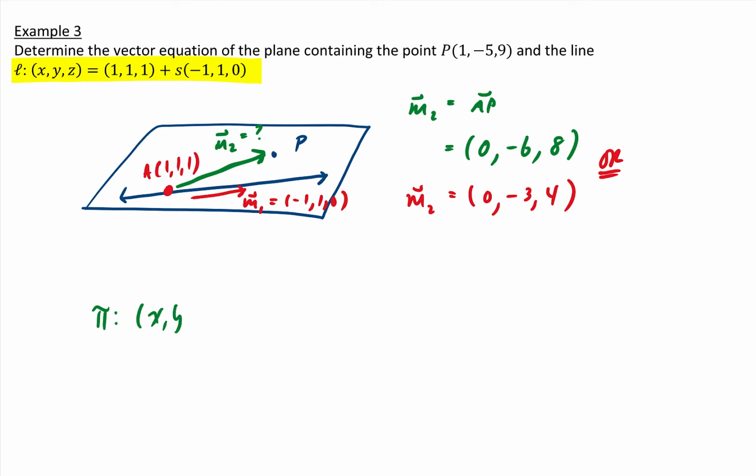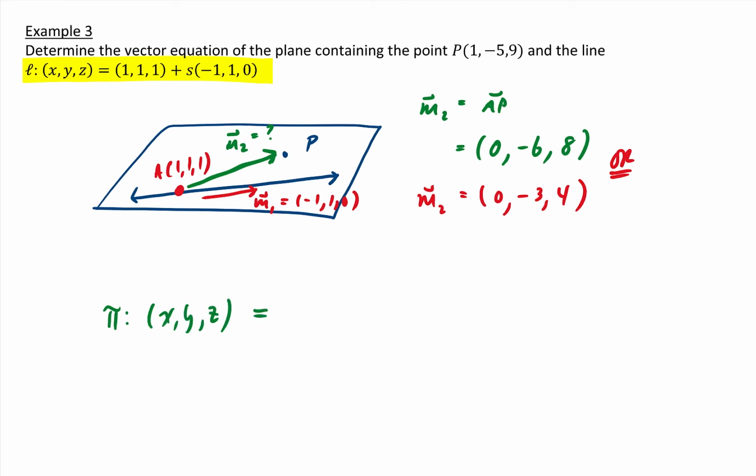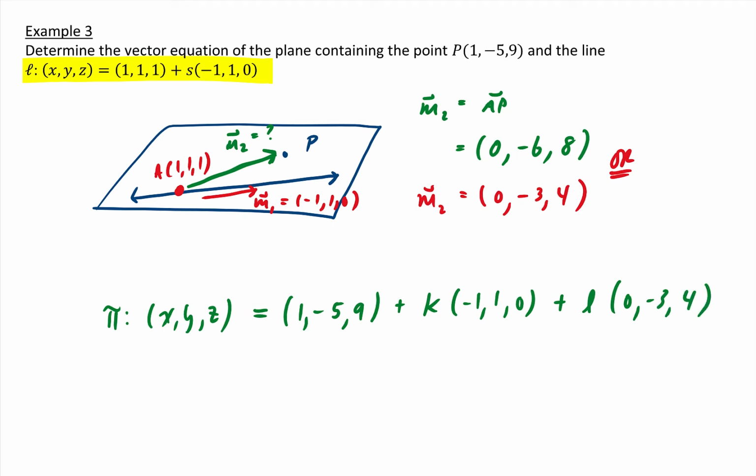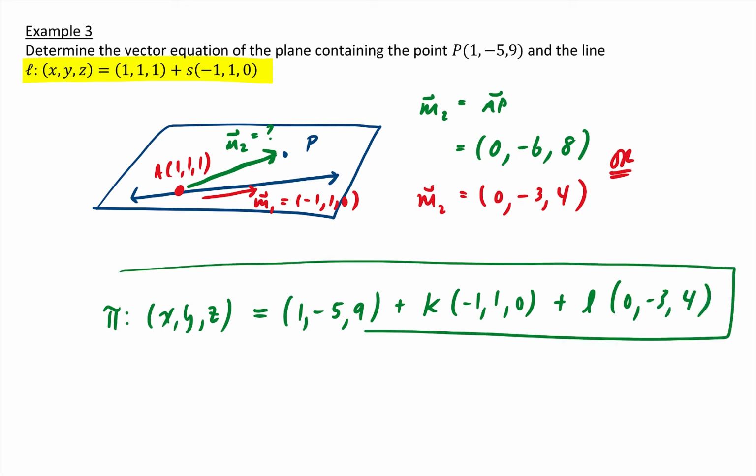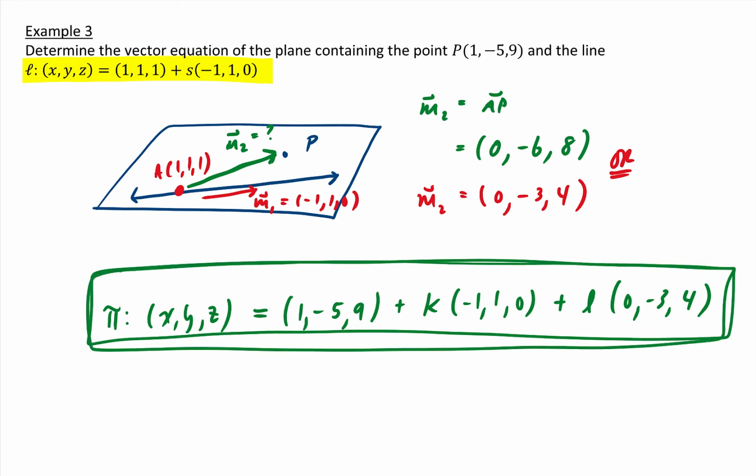So we want the vector equation of the plane. We know it starts with x, y, and z, and that's equal to, we can pick any point. We can pick point A or point P. So let's say I pick point P. That's 1, -5, and 9, plus 2 direction vectors. So our first direction vector was -1, 1, and 0, plus our second direction vector was 0, -3, and 4. So there is the equation for this plane. It contains the point P and contains the line shown above.